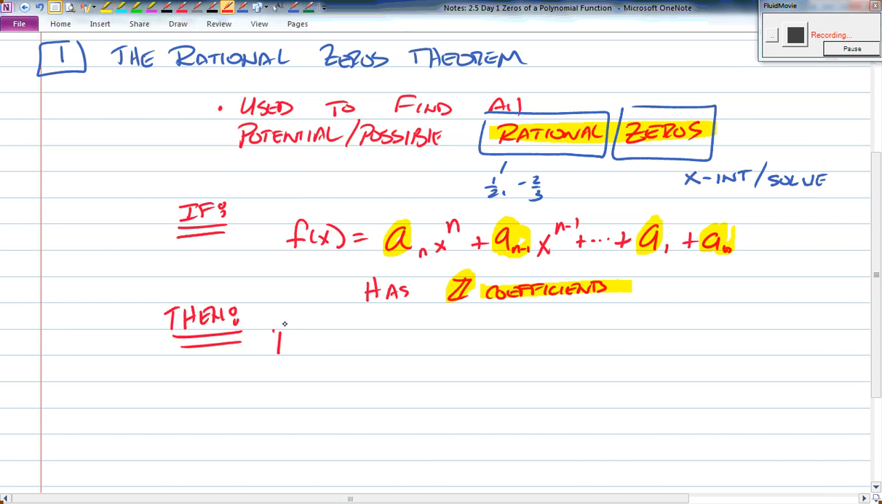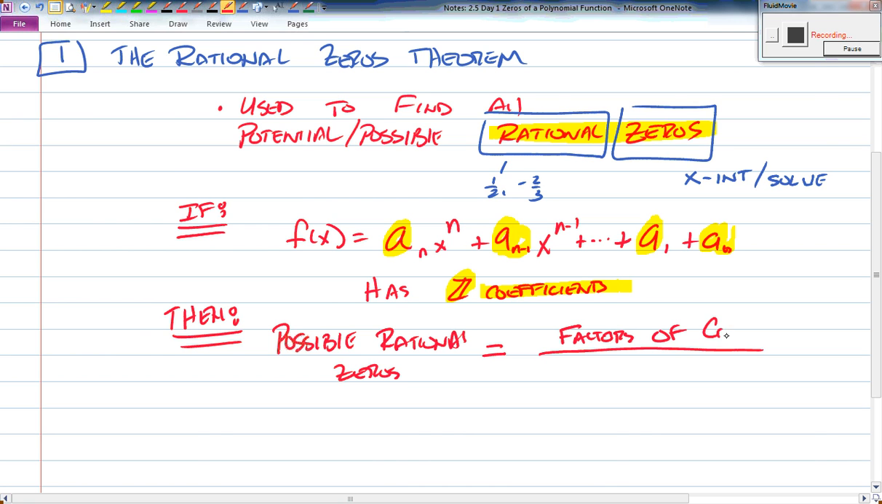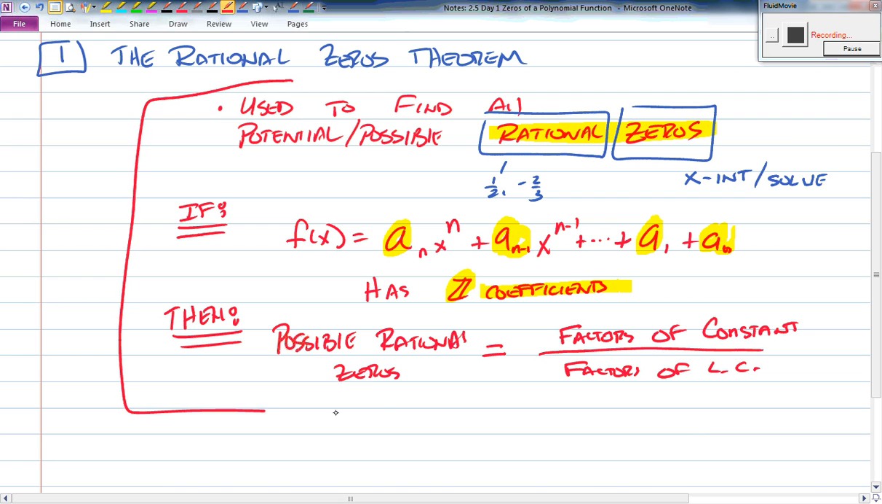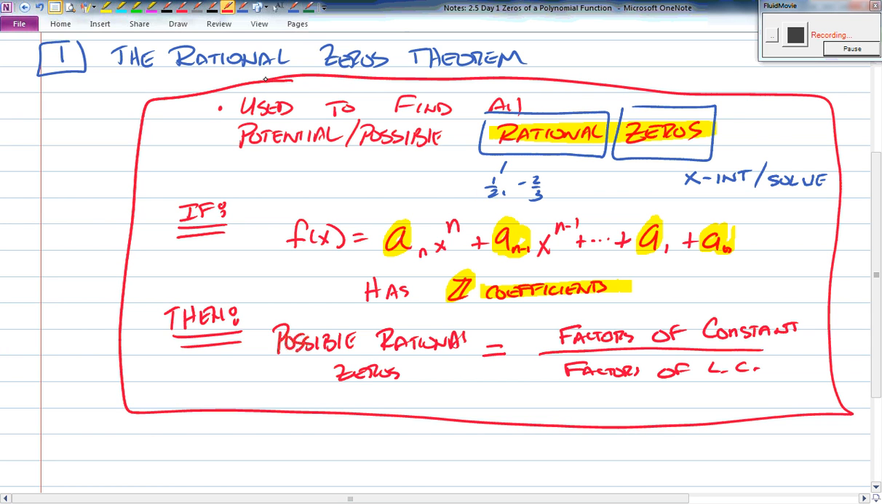then the possible rational zeros are generated from a list of all factors of your constant term, which I'm going to tell you what that is, divided by all factors of your leading coefficient. I realize that that makes very little sense to you. I totally get that. We're going to work with this all day long, and it's going to make a lot more sense. Our goal is to make this into a reality and a useful thing.